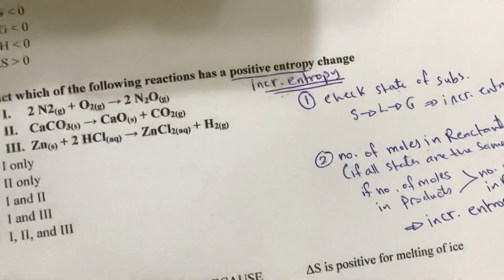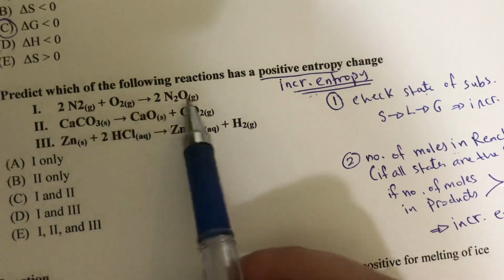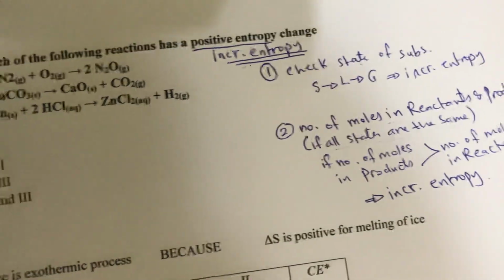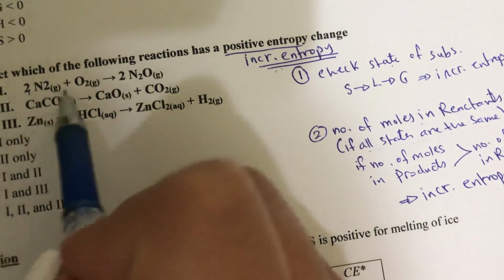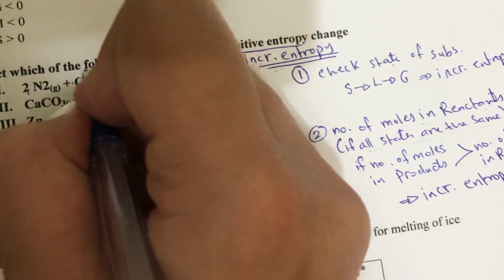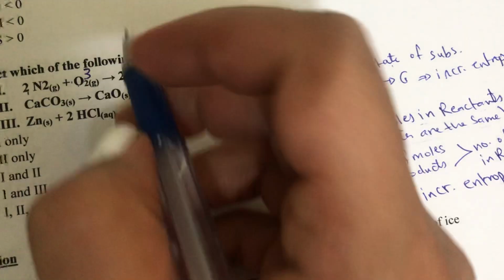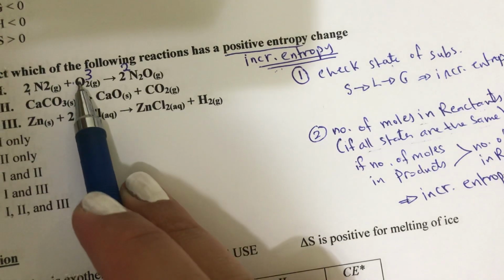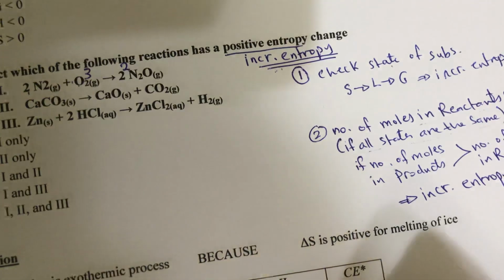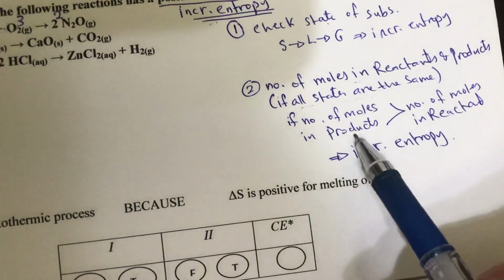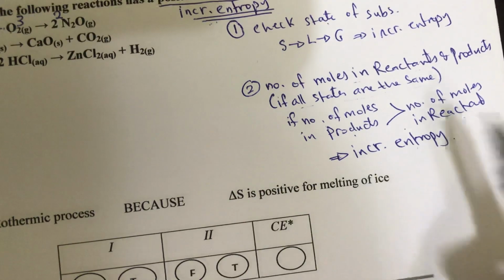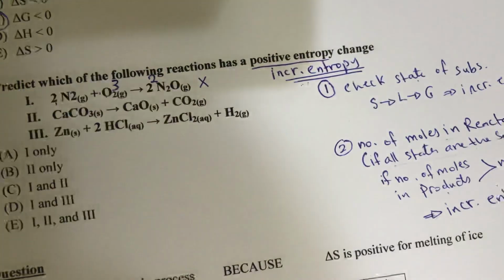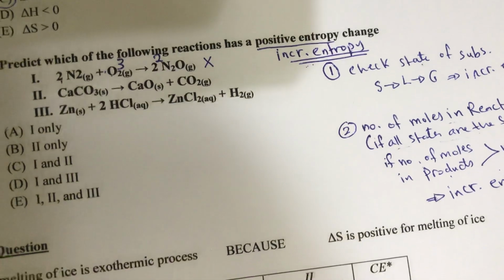So now what about these examples? Here the first one, all states are gases. So if all states are the same, you have to check the number of moles. Here you have 2 moles of N2 and 1 mole of water, so the total number of moles of reactants is 3. Here you have 2 moles of product. So the number of moles of product is less than reactant, so it's an example of negative entropy, because the rule is when the number of moles of product is greater than reactants, it's increasing entropy. Here it's less, so it's decreasing entropy.